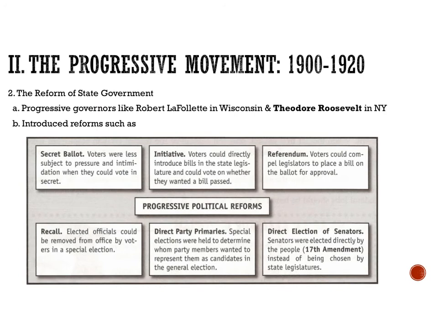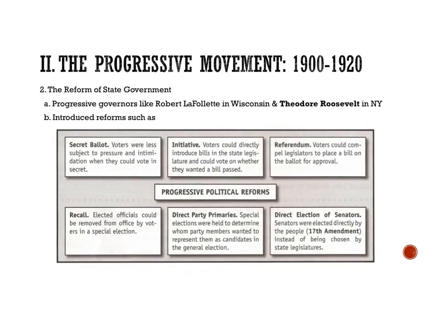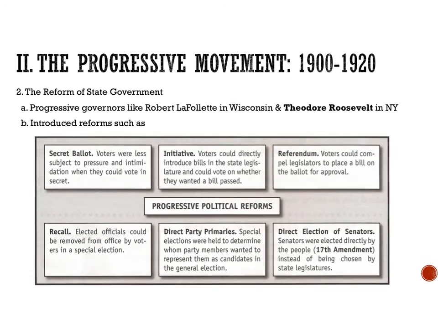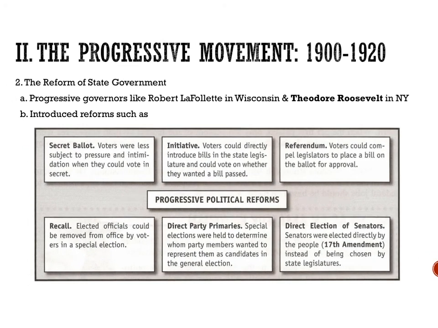So there are progressive. Before we talk about progressive presidents, they were on a local level and a state level. Theodore Roosevelt was in New York City at the time. He was part of the House there. He pushed for changes. There were progressive governors that pushed for changes. These are some things that they introduced. Secret ballot we already talked about. That's an easy one. You should know that, right?